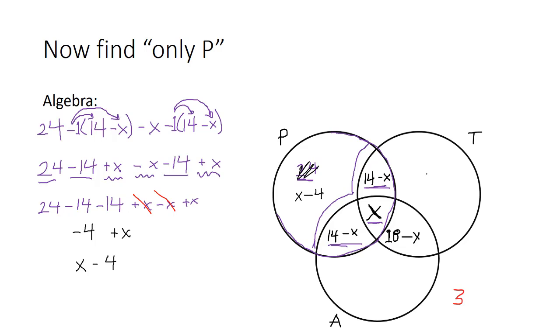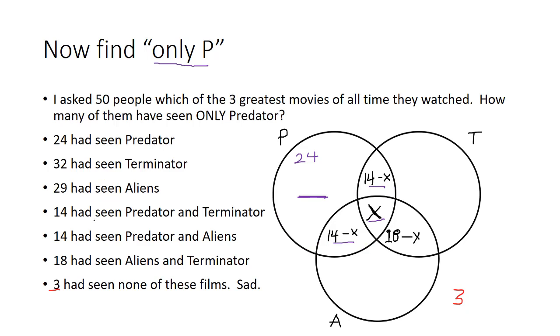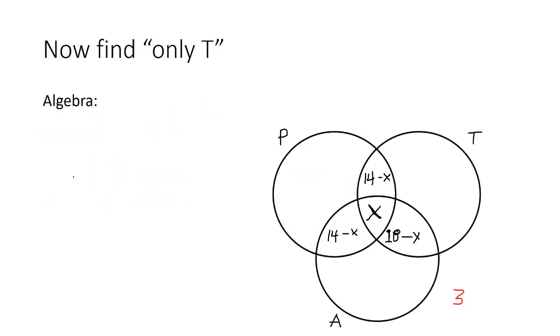So guess what? We get to do the same thing for this and this. You thought we'd have a bit of a shortcut here. Not at all. With a question like this, it's best to resign yourself to using maybe even a full sheet of paper, depending how big your writing is. Now let's find only T. Same idea. Okay, how many people had seen Terminator? 32. Not bad.